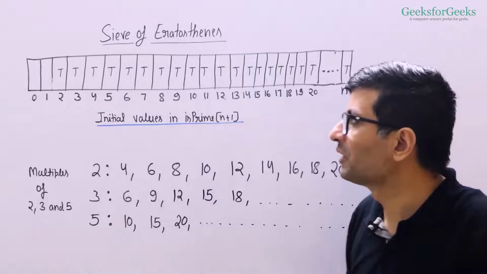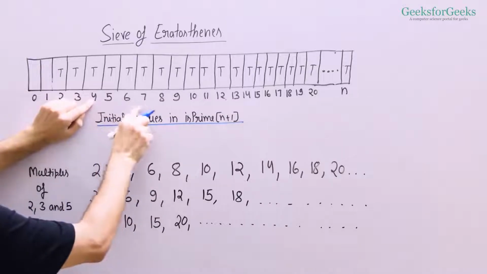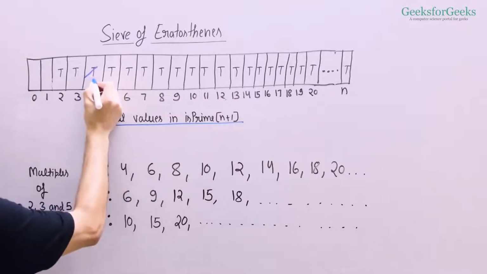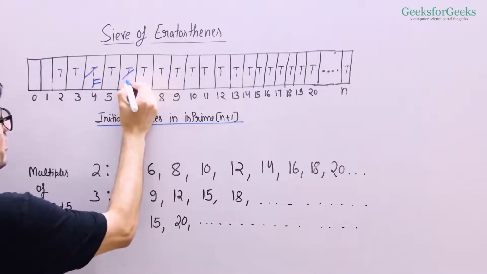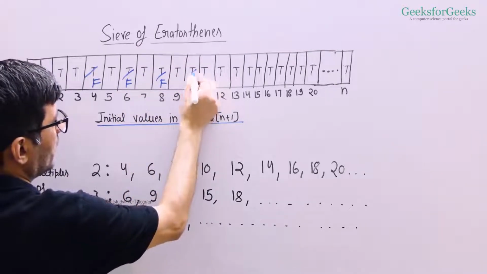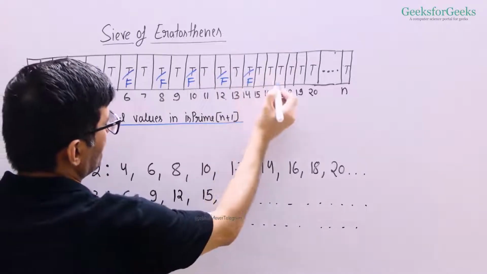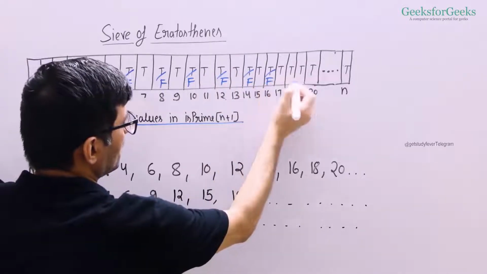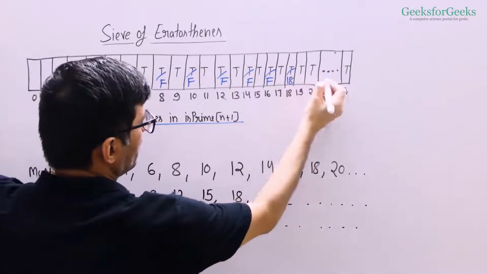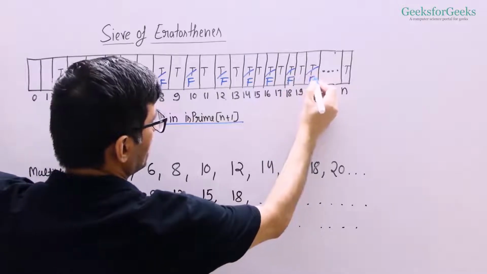So we begin with 2. And when we begin with 2, its multiples are 4, 6, 8. So we are going to mark these as false. 4 is marked as false, 6, 8, 10, 12, 14, 16, 18 and 20. We mark all of these as false.